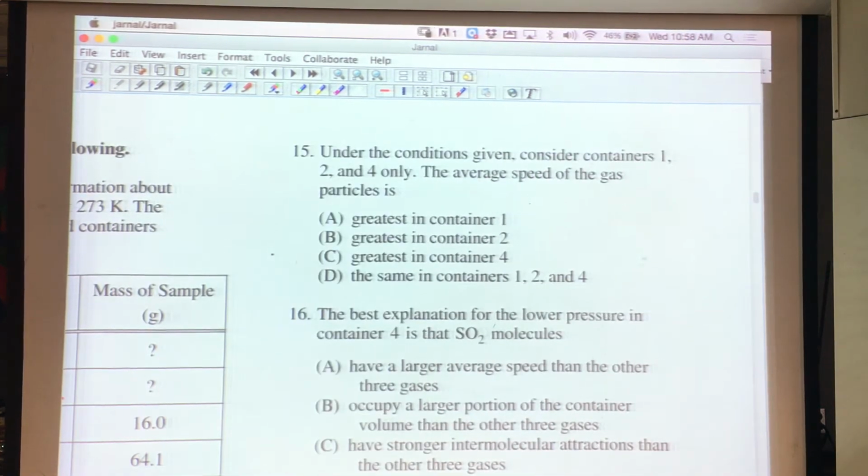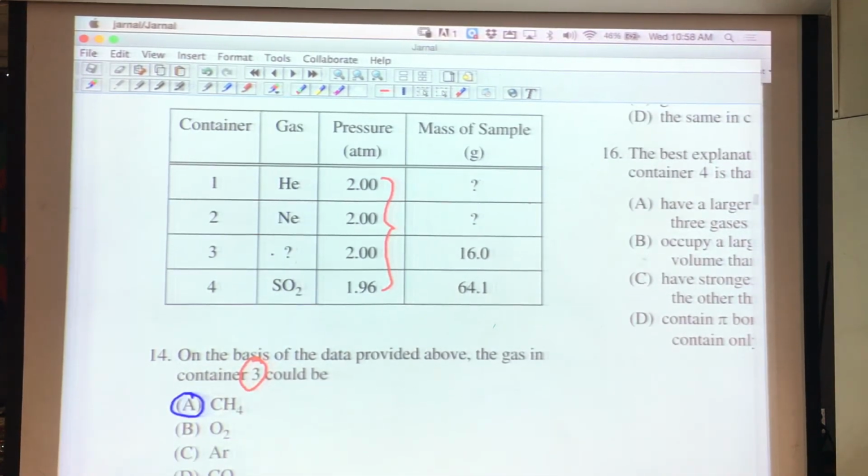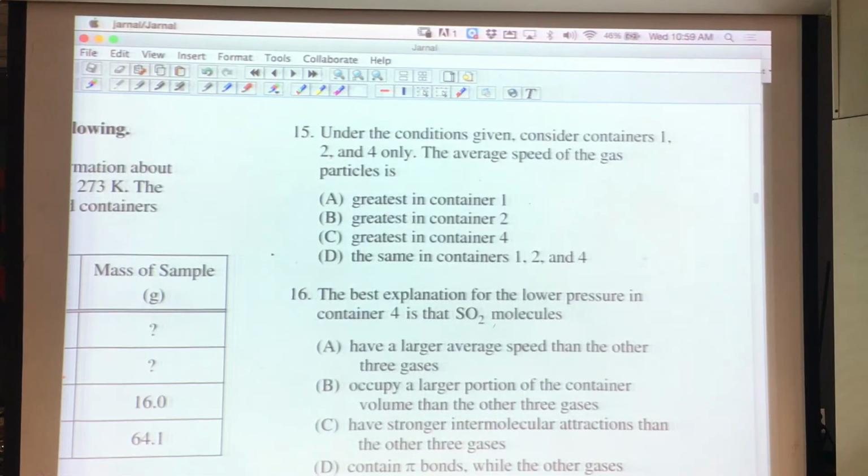Under the conditions given, considering gases in containers 1, 2, and 4, the average speed of the gas particles is what? Okay, we've been down this road before. Who's going to go fastest? Choice 1, the first container. Why? It's the smallest mass. And they love to ask this question. Why? Kinetic energy, which is equal to 1/2 m speed squared.